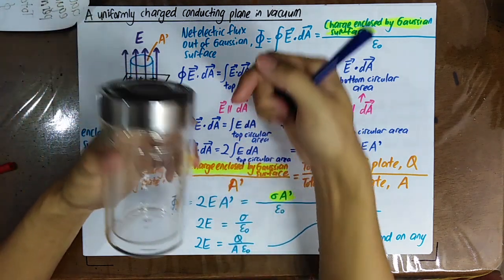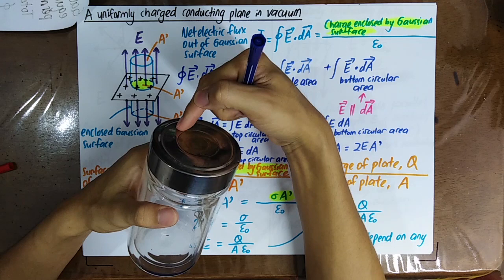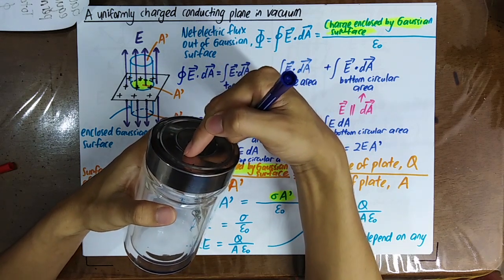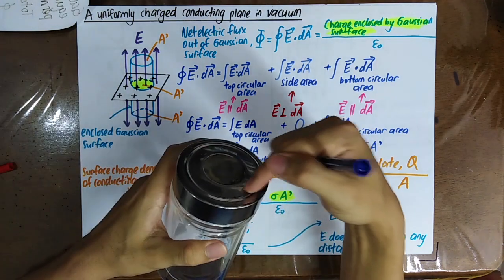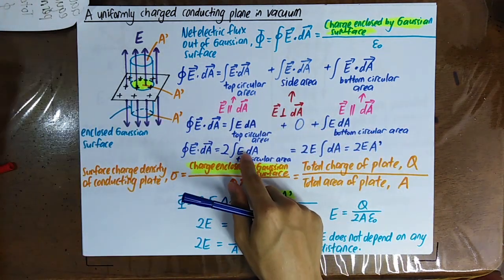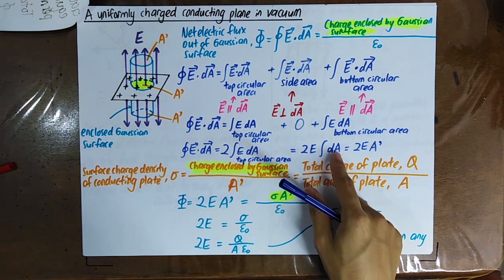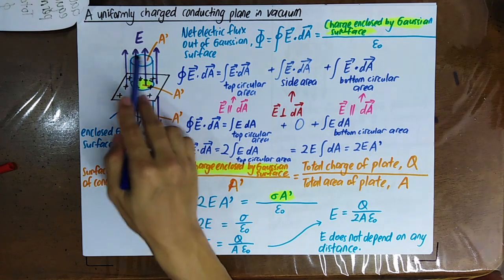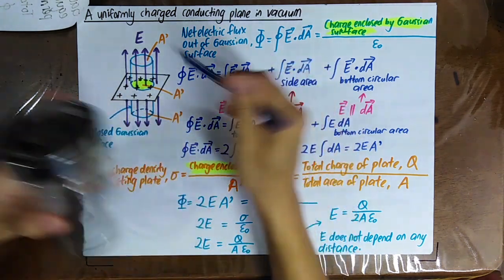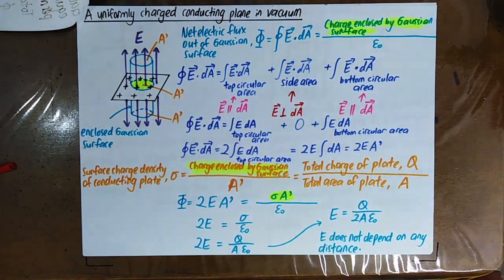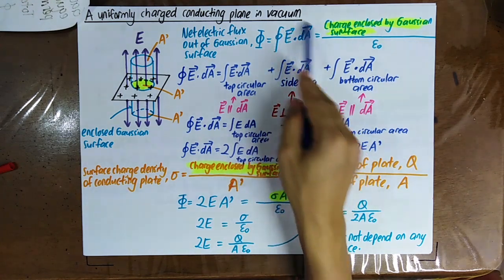E is a constant on this surface, and also on this point on this surface, and also on this point on this surface. So that means that E is a constant on this surface. So you can get the constant out of the integration. Then may I know what is the area of this area? That means that the area of this one, we assign it by A prime. Okay, so now you have done the left hand side of the equation.